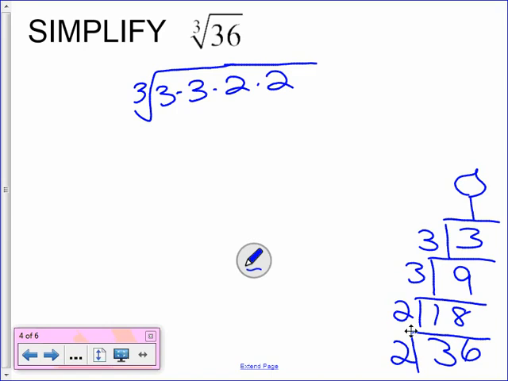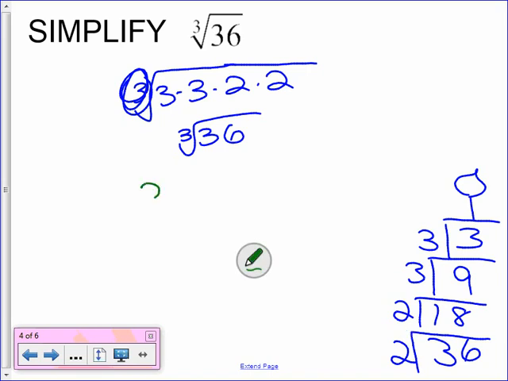Okay? Because I'm dealing with a cube here, I need 3s and them to be on the outside. Okay? I don't have any triples. Okay? So this one, the cube root of 36, is actually 36. Let me show you a contrary thing.